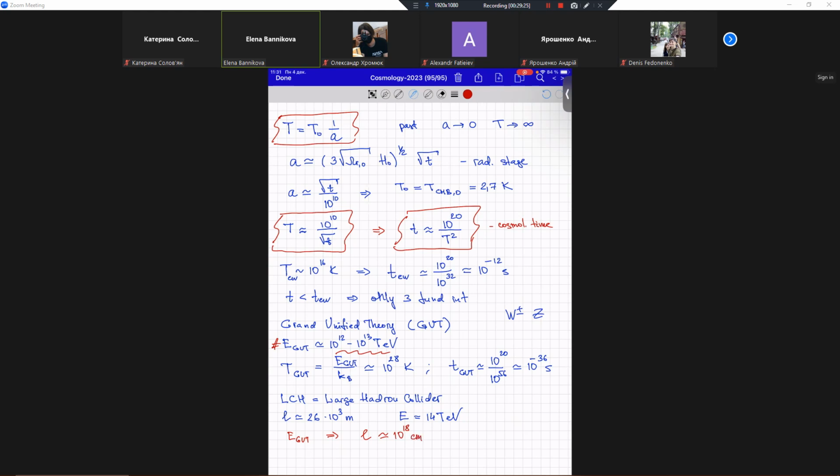And so this is approximately 1%. So we need to build a collider with a distance to the nearest star, which is impossible.